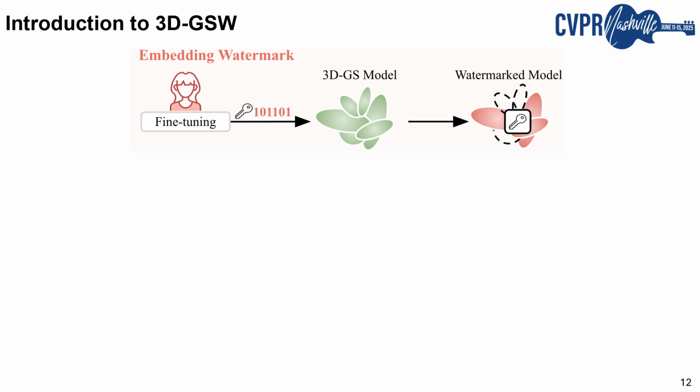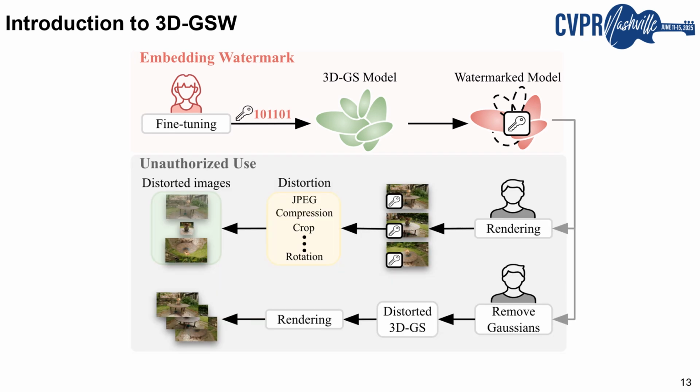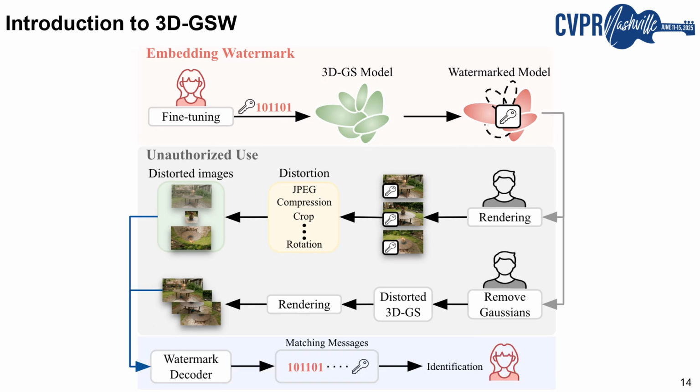Our goal is to fine-tune the 3D Gaussian splatting model to render watermarked images. If the model is fine-tuned with 3D-GSW, novel view images are embedded with a watermark without additional process. If someone steals a model, they can distort either the rendered image or the model itself, attempting to remove the watermark. However, if the model has been fine-tuned by our method, watermarks can be detected even for such distortions.